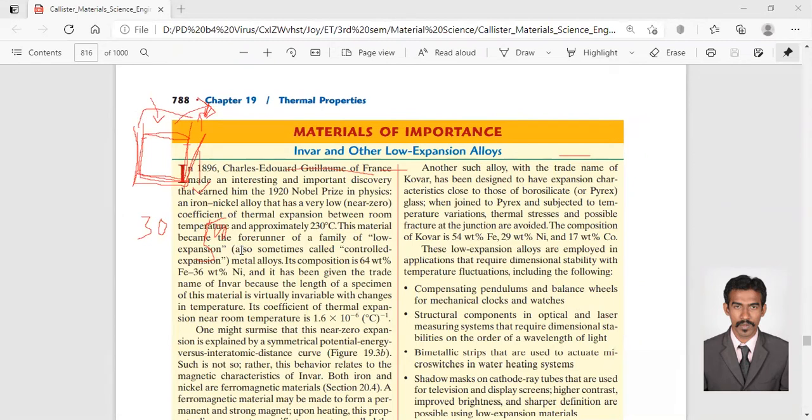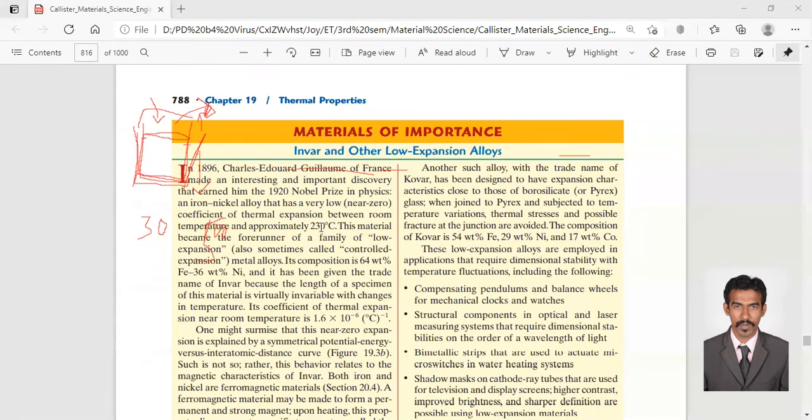This material became the forerunner of a family of low expansion, also sometimes called controlled expansion metal alloys, right? So he made it as a low expansion alloy. So this would be the first foundation for that. Its composition is 64% Fe and 36 weight percent nickel. So in that composition, 64% by weight is iron and 36% by weight is nickel. And it has been given the trade name of Invar because the length of a specimen of this material is virtually invariable with changes in temperature, right?